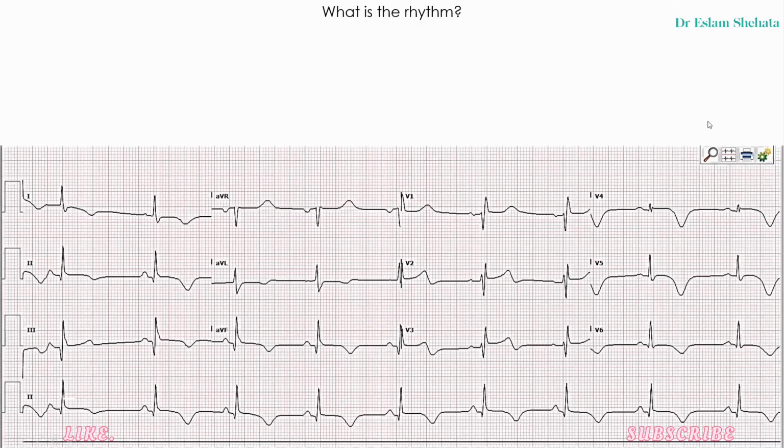Okay, so the next question to answer is, what is the rhythm? Now, the rhythm can be quite tricky to identify, especially on very tachycardic ECGs. Well, in this case it shouldn't be an issue. But before we get into the details, it's important that you understand what we even mean by rhythm.